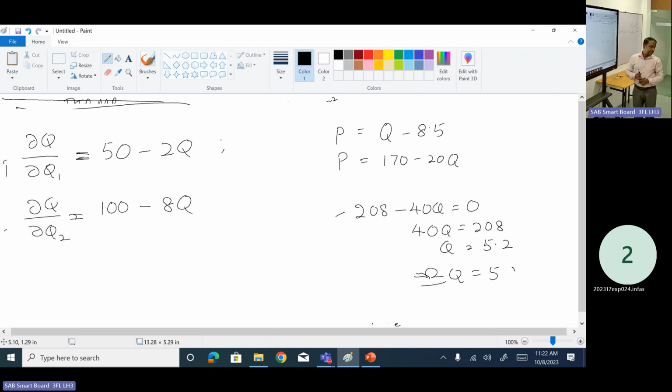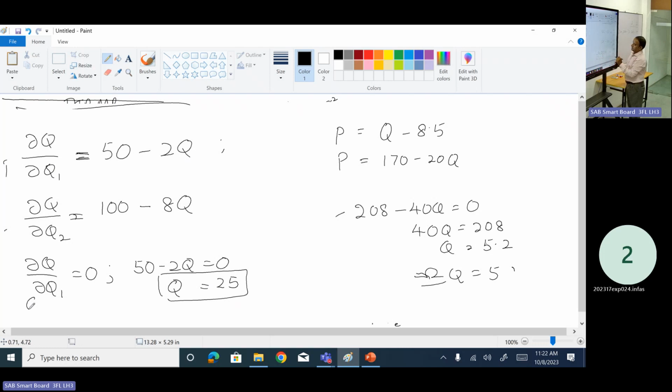Now, in order to maximize the profit, you need to equate these to 0, right? So that means the partial derivative of profit with respect to Q1 equals 0, right? That means 50 minus 2Q1 equals 0, right? How much is Q1? 25, right? The partial derivative with respect to Q2 equals 0, right? So that means 100 minus 8Q2 equals 0, right? How much is Q2?